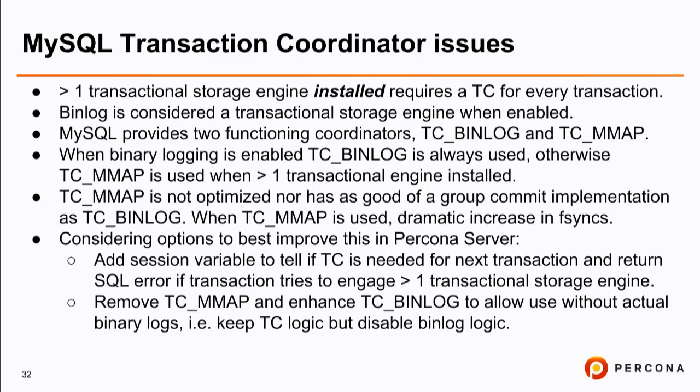The other option, and this is actually something that's now being discussed with upstream, is to improve mmap or remove it and alter the binlog coordinator to allow it to operate as a coordinator only, without the binary logging functionality. So there are some options there, and we're probably going to take the first option pretty quickly, just as a stopgap, so that these benchmarks can be run and compared side by side accurately across the variants.